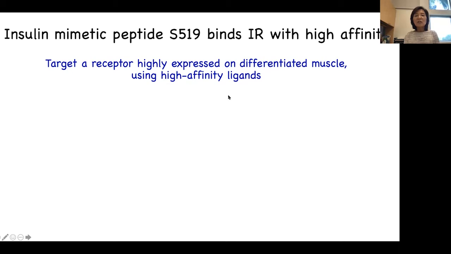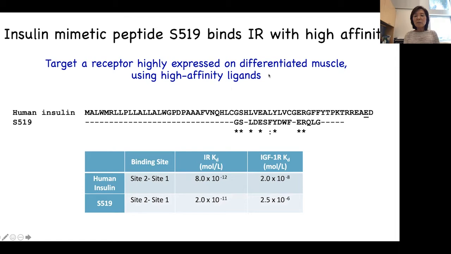Why? We initially thought of other muscle-specific receptors, but we realized that these are expressed mostly in the neuromuscular junction, and we do not want to interfere with the neuromuscular junction even temporarily. We also don't know whether these receptors are exposed there. So then we learned that the IR is highly expressed at terminally differentiated muscle. And because IR is a famous receptor, a lot of study was done.